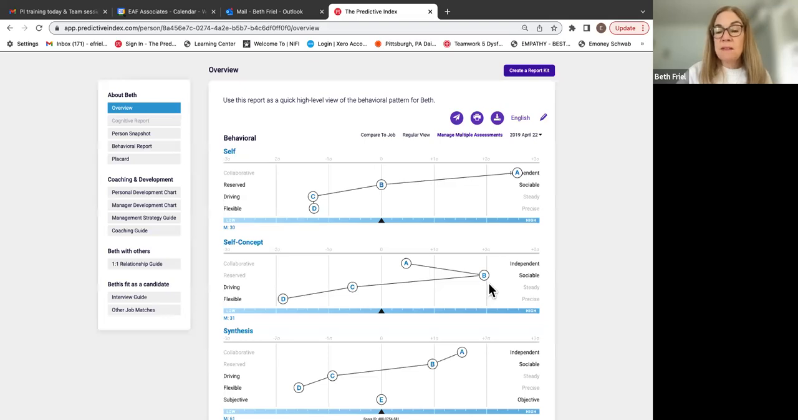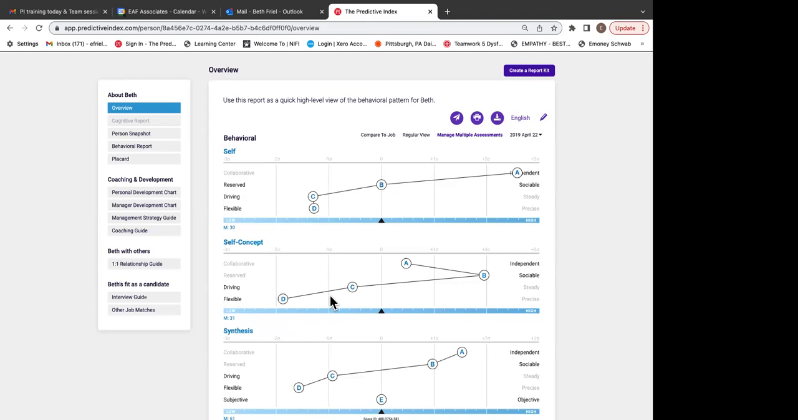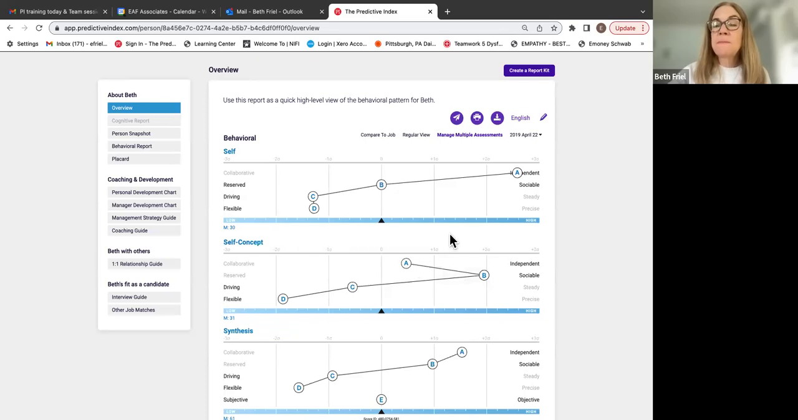My B is on the right, my C, so I'm quick to connect. I'm trying to have a really social way of talking. I went from being slightly careful with rules to saying, I have to be really flexible. That's what I believe I have to do in my job.